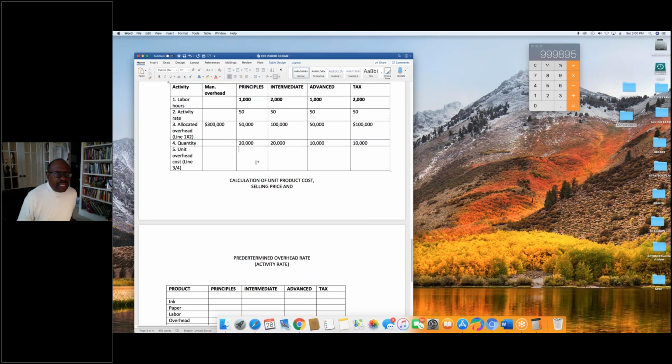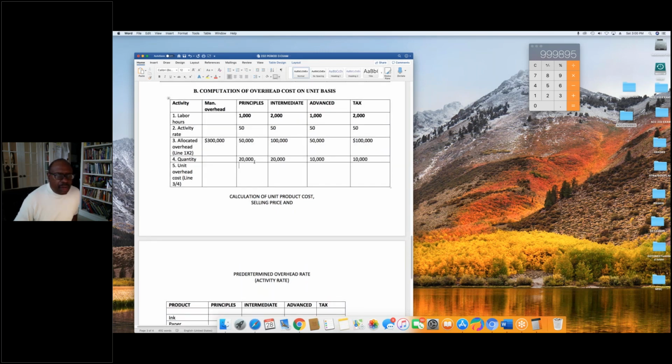And so now we need to come up with a unit overhead cost per book. We need the unit overhead cost per book. So we simply divide line 3 by line 4. We're making 50,000 principals books. The quantity is 20. So the price per book is going to be $2.50.